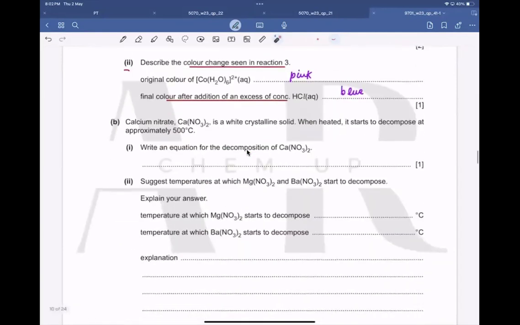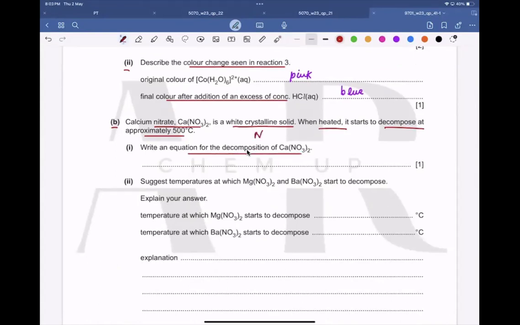Okay. Now, calcium nitrate is a white crystalline solid. When heated, it starts to decompose at approximately 500 degrees Celsius. Write an equation for the decomposition of calcium nitrate.